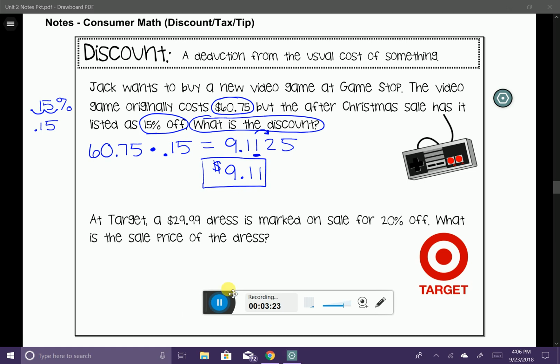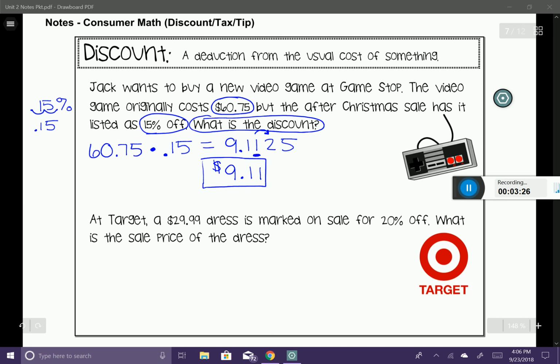So in this next question, we're actually going to go one step further. So let's take a look. At Target, a $29.99 dress is marked on sale for 20% off. What is the sale price of the dress? Notice how this question is different than the previous question. This question is saying, what is the sale price of the dress? The word sale price means how much the consumer is going to pay for the dress as they go to the cashier. Whereas the previous question was asking us how much money is going to be taken off of the video game. Two different questions.